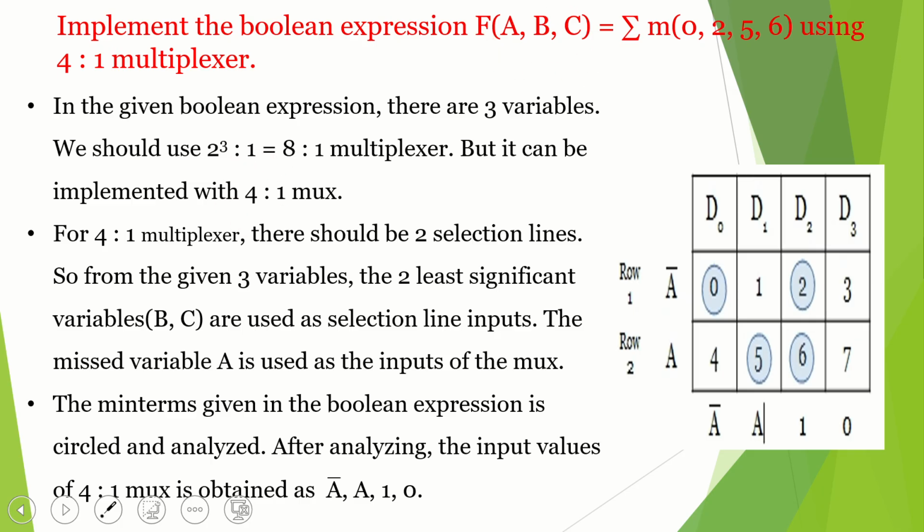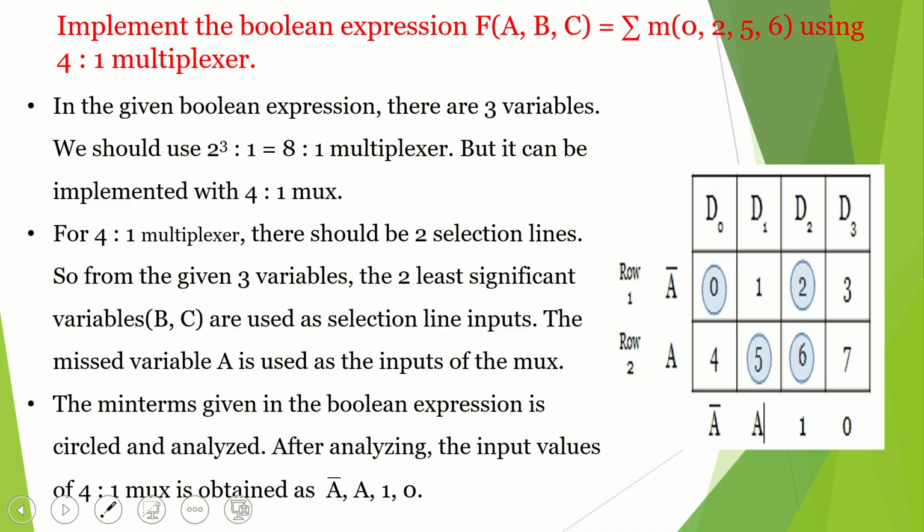So for a 4 is to 1 multiplexer there should be only two selection lines. For the two selection lines we can choose B and C. Out of these three variables we are choosing only B and C as the selection lines. So what did we miss? Variable A is missed here.